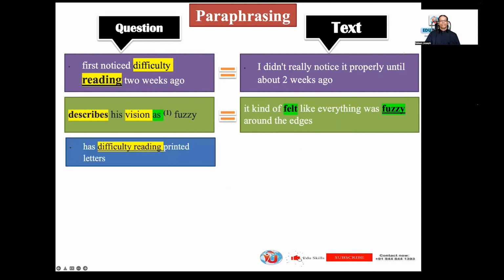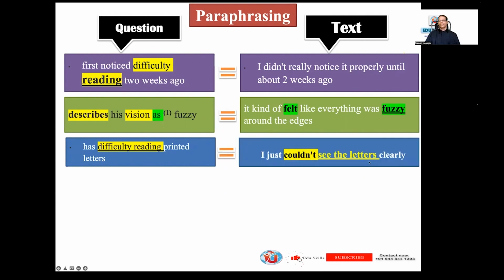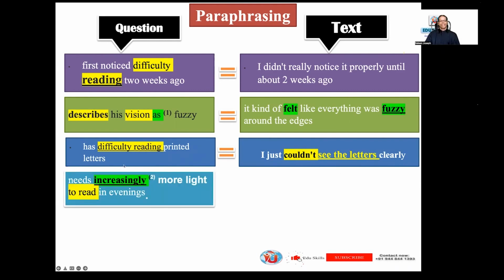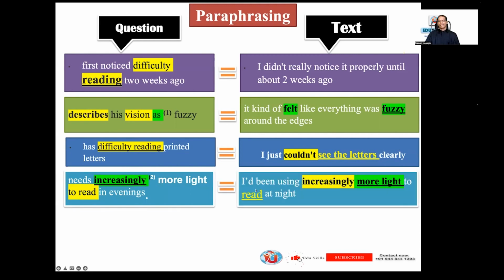And the question statement says, has difficulty reading printed letters. And the text says, I just couldn't see the letters clearly. See how beautifully they have paraphrased. And in question, it says, needs increasingly more light to read in evenings. In the text, it says, had been using increasingly more light to read at night. Here it is, read in evenings, read at night. Synonymous expressions, increasingly same word is used, more light, the scale is being used.